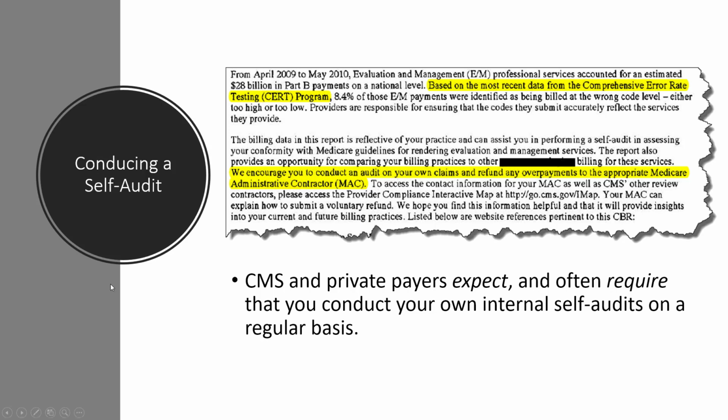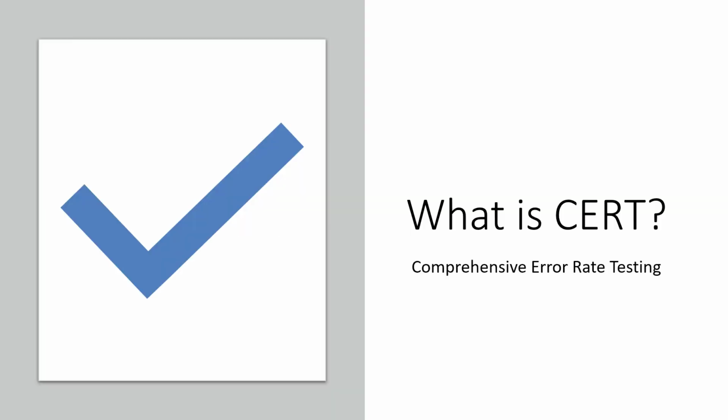And I want you to notice that in this case, the trigger was a benchmark against the CERT study, the Comprehensive Error Rate Testing Study, where it said, for example, that 8.5% of those E&M payments were identified as being billed at the wrong level. So we encourage you to conduct your own audit on your own claims and then refund any appropriate payments to the MAC. That's what they're basically telling you to do. So let's talk quickly about what the CERT, or the Comprehensive Error Rate Testing Program, is.